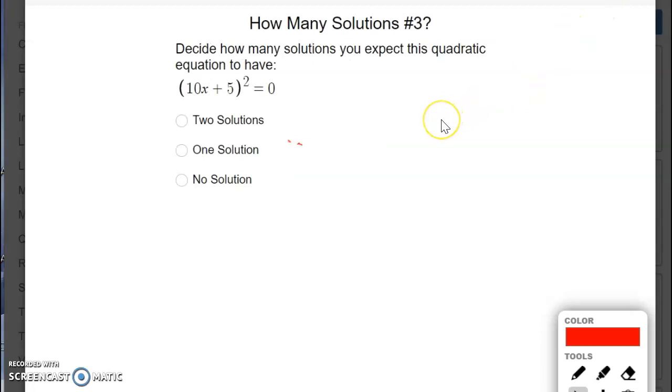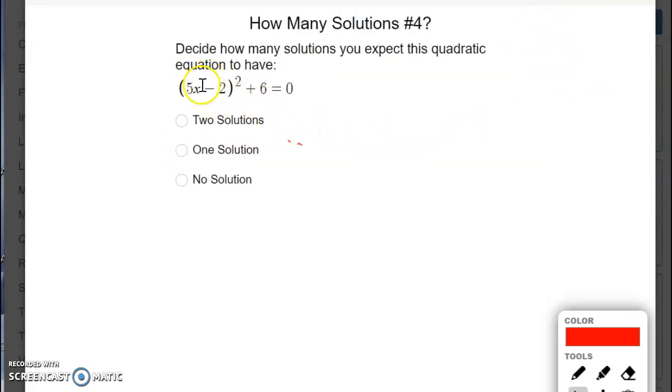Card 15. Decide how many solutions you expect. Take a square root of both sides. What do you have? The square root of 0 is just going to be 0. There will not be a positive and negative version. That means you're just going to be left with one solution.